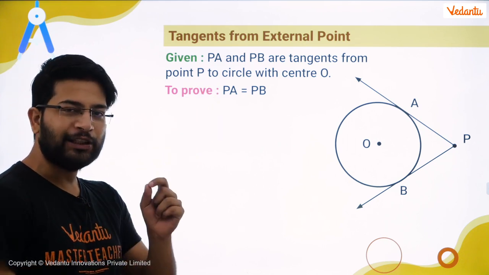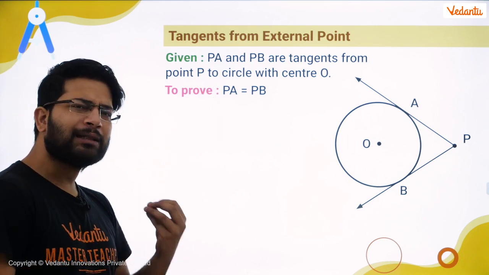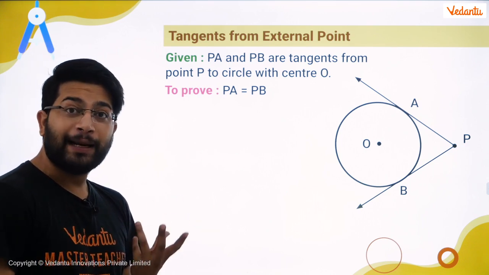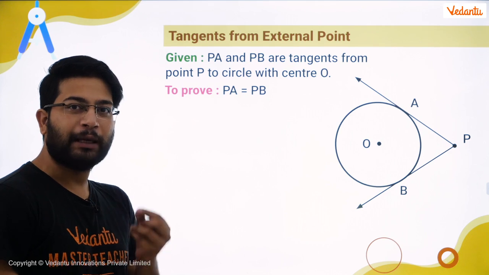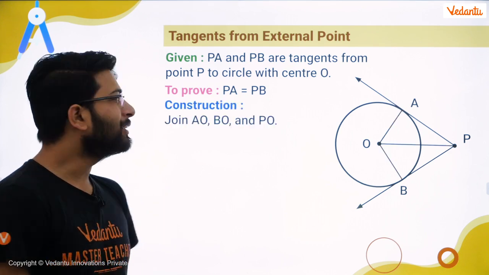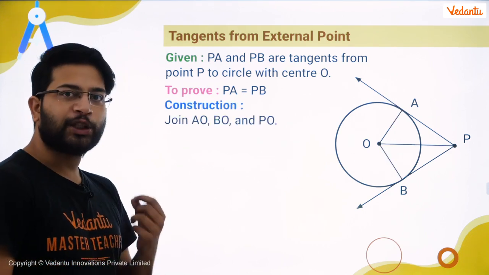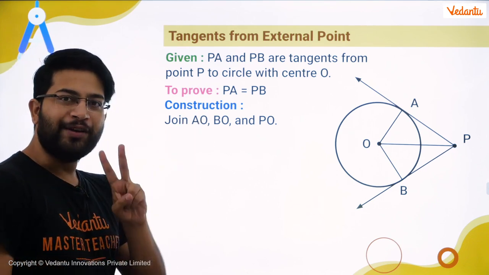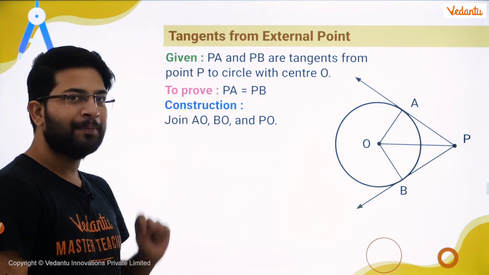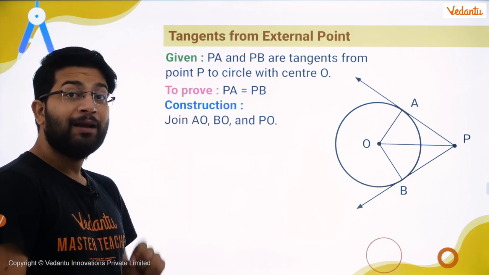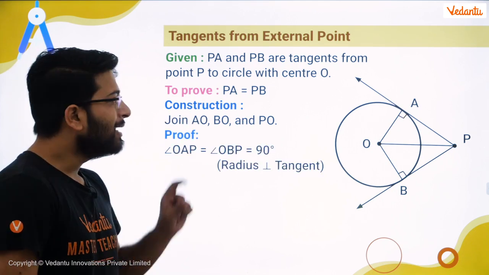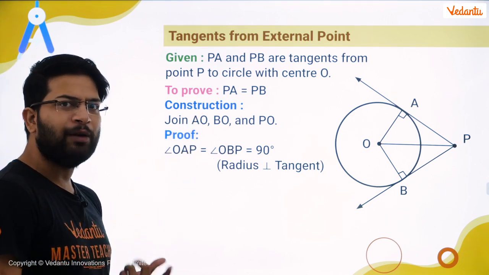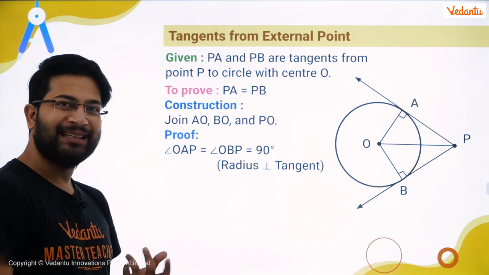Now champ, in the chapter circle, we can prove the maximum number of theorems and concepts with the help of the congruency of triangles. So what we can do is construct two triangles by joining AO, BO and PO. We have two triangles, triangle AOP and triangle BOP. One angle is 90 degrees. Yes, angle PAO and angle PBO are 90 degrees. Why? Tangent and radius. Yes.